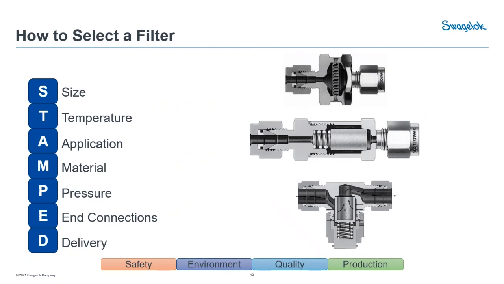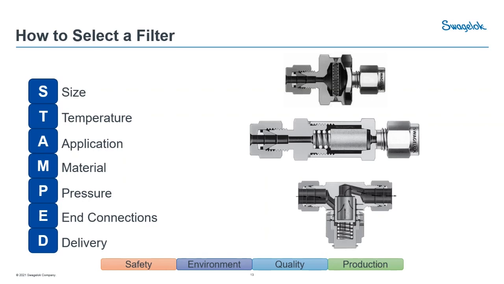For instance, an inline filter like the top two pictures you see there, those have to be taken out of the system to be serviced, while a T-type, like the bottom picture shows there, those allow the element to be replaced without removing the filter housing from your system. So something to keep in mind there.